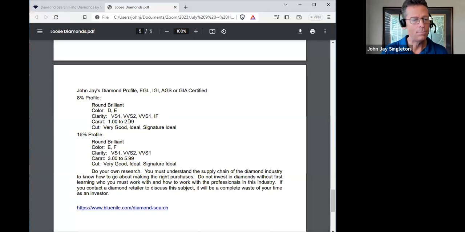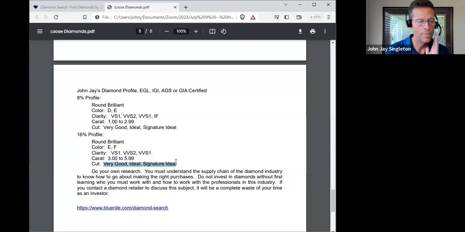Now, I did put up to here between 1 and 2.99. So that's in the 8% profile, something to look at. And the type of cut is going to be very good, ideal or signature ideal. I'll get into these terms in a second. And of course, your 16% profile, the color is going to be better. It's still E, but this time it's EF, not DE. And then I've got this rating here, but my size is twice as big.